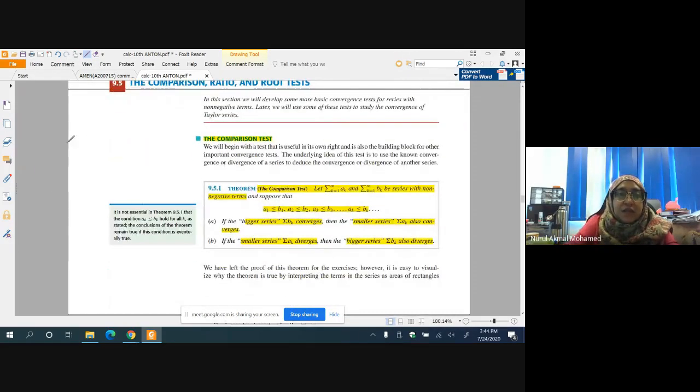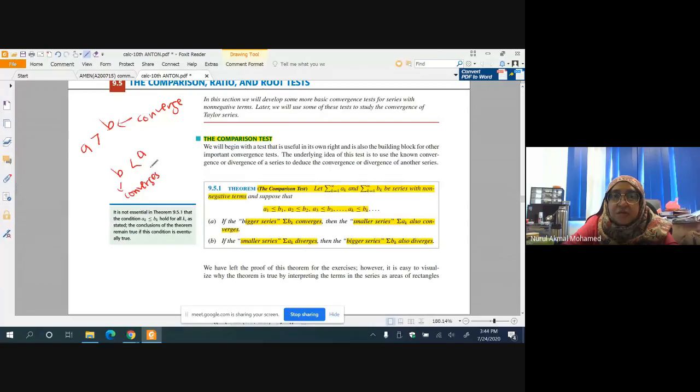Okay, so in that case, you have A greater than B, and this one converge. Can you compare with these theorems here? So B converge, but B is smaller than A. Okay, B converge, but B is smaller than A. So if you try to rewrite it, it is B less than A and B converge.